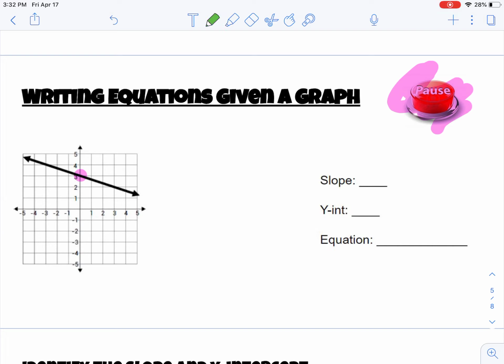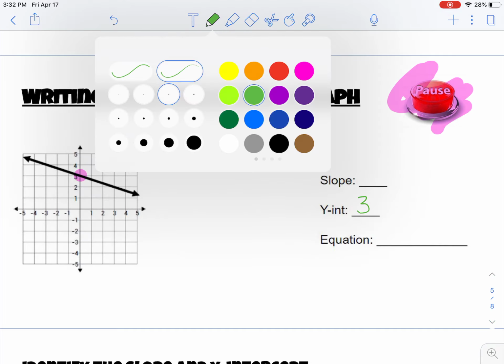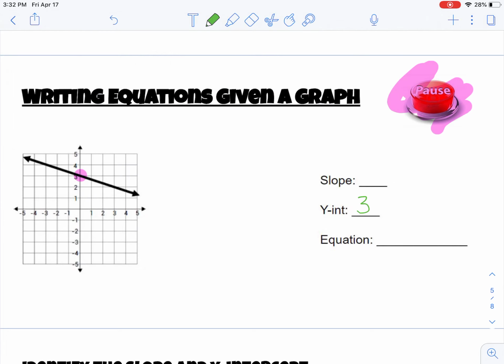It's still my favorite place to start. So I'm going to start there, and I've got my y-intercept is 3. Perfect. Now, for slope, I need to pick 2 points. I'm going to pick that point because I've already used it once, and I'm going to pick this one, and I'll go ahead and draw my triangle here.